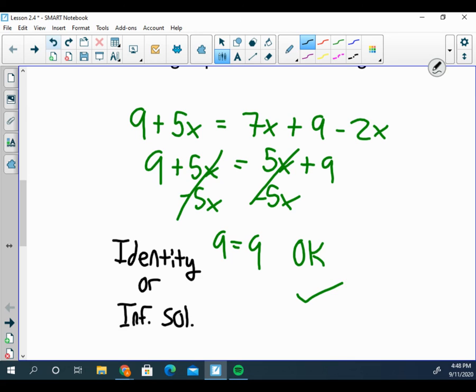I need you to know infinite solution and identity, and I need you to know how to recognize no solution. If you run into this on the test, it's not sufficient to just say 9 equals 9, I'm done, or 0 equals 9. I need you to write out identity or infinite solution if it's a number equaling the same number, or if it's a false math statement, 5 equals 4, then I need you to say no solution. That's 2.4.